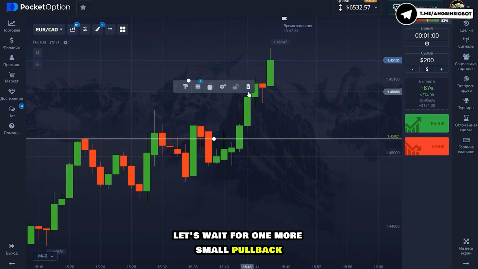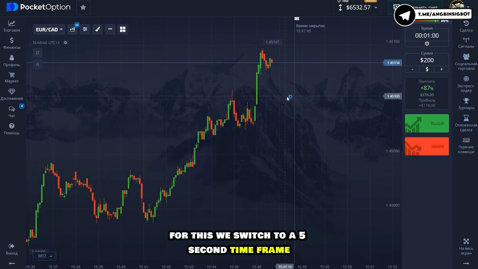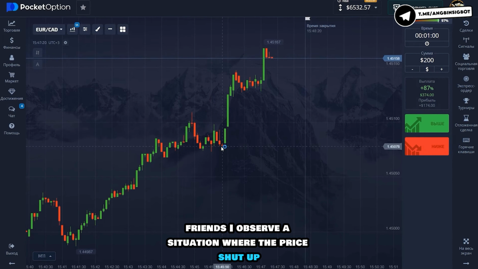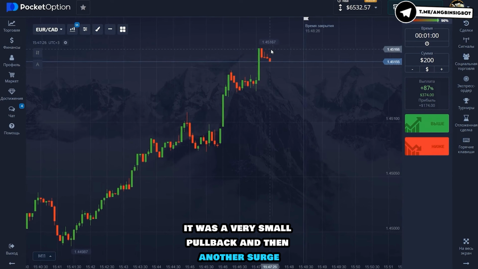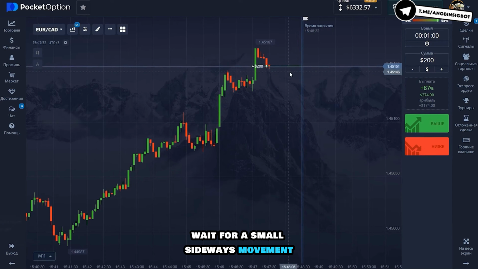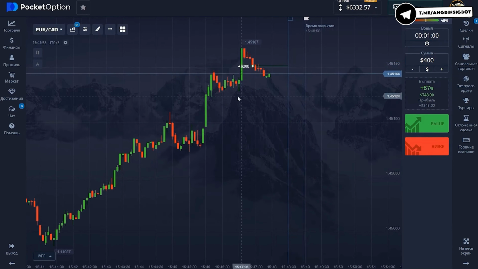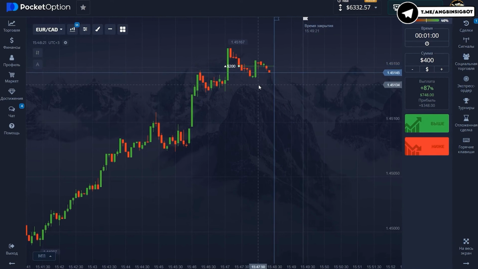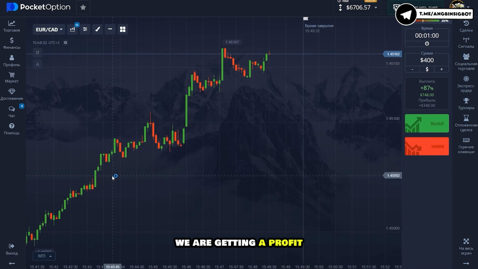Let's wait for one more small pullback and then enter for an upward trade. For this, we switch to a 5-second time frame. Here, we can catch the perfect entry point. Friends, I observe a situation where the price shot up. There was a very small pullback, and then another surge. It will be the same in this situation. So I immediately go for a rise, wait for a small sideways movement, and if needed, we'll take a chase. For the euro to Canadian dollar, we are getting a profit.